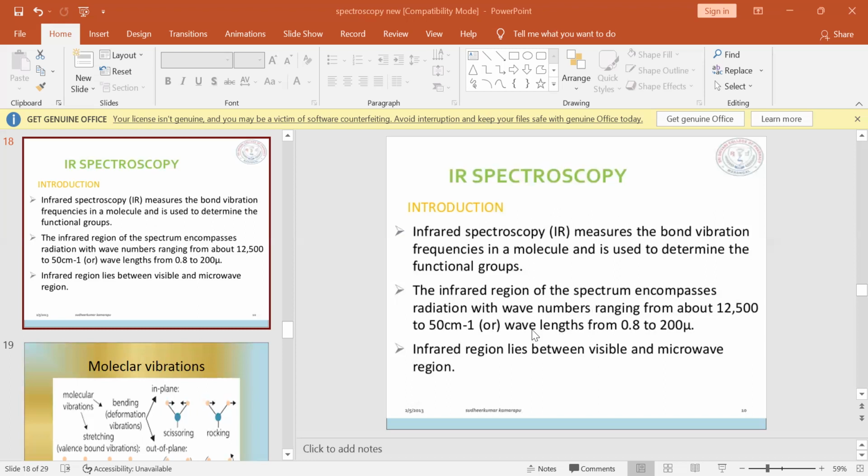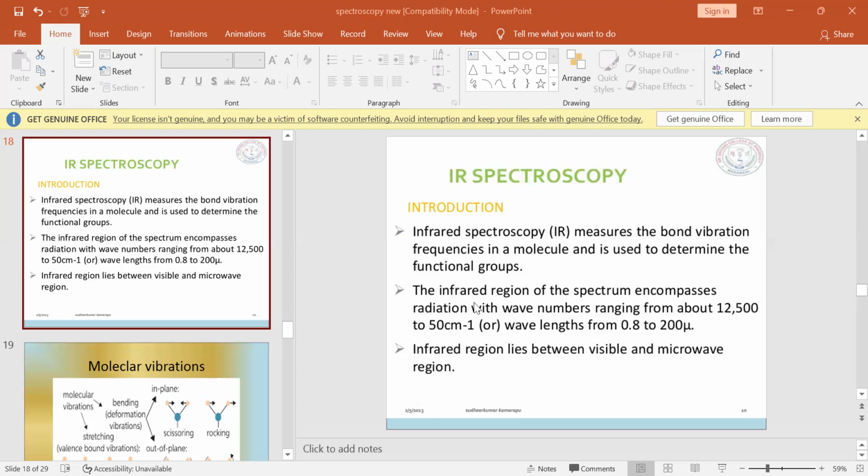The middle IR region is the important region. It is again divided into two parts: 4,000 centimeter inverse to 1400 centimeter inverse is known as the functional group region, whereas 1400 centimeter inverse to 667 centimeter inverse is known as the fingerprint region. That is the range of IR radiation.